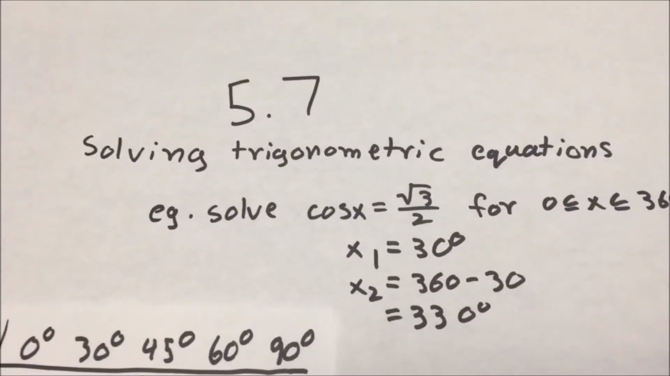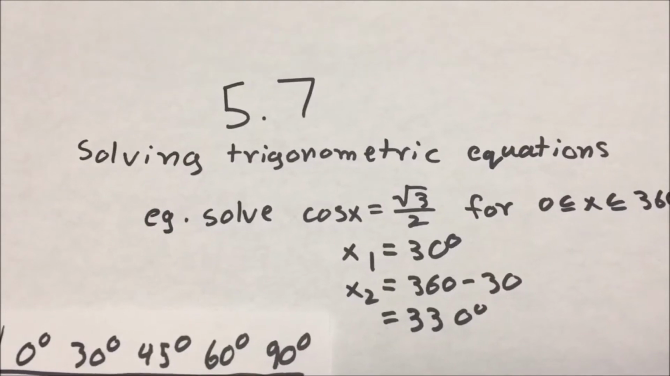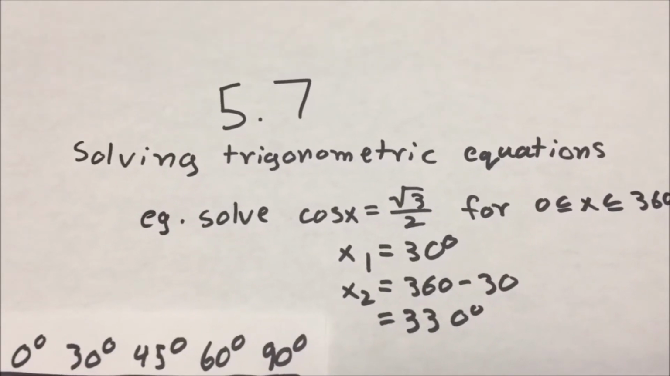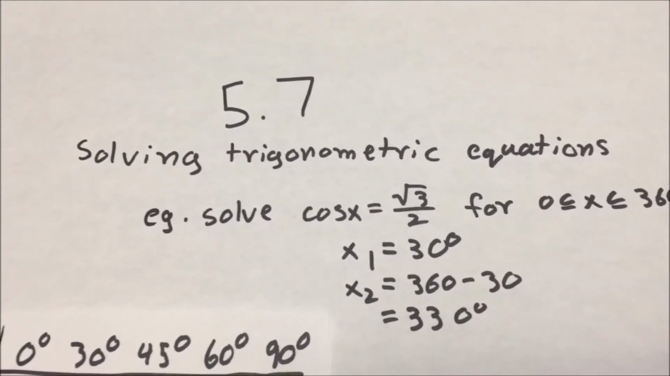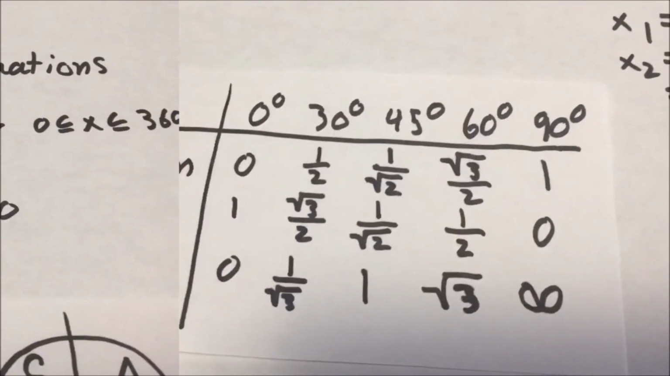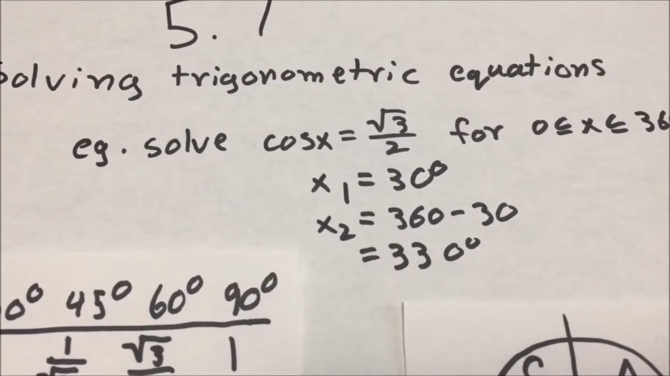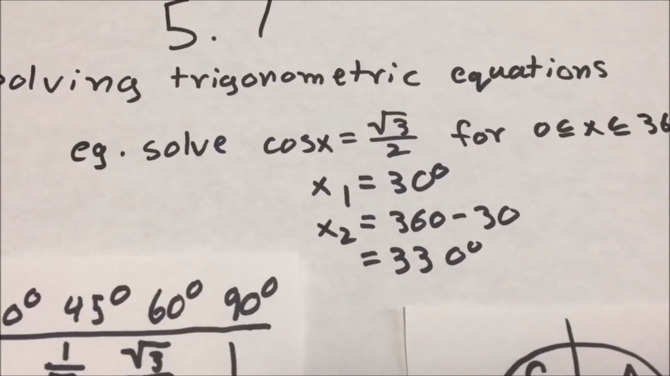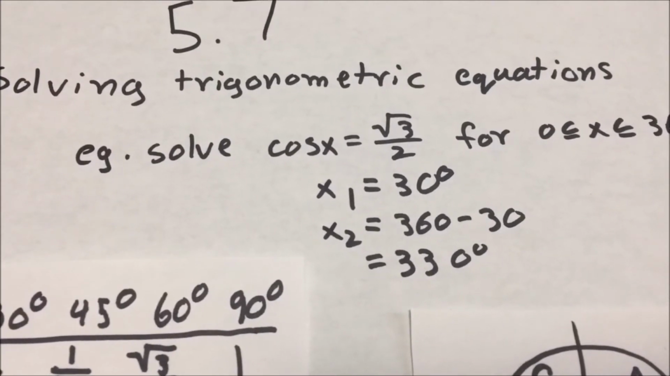The final section for this unit is section 5.7. The learning goal for this section is to be able to solve trigonometric equations using special angles for sine, cos, and tan. The simple problem we have here is to solve cos x equals square root of 3 over 2 for 0 to 360 degrees.